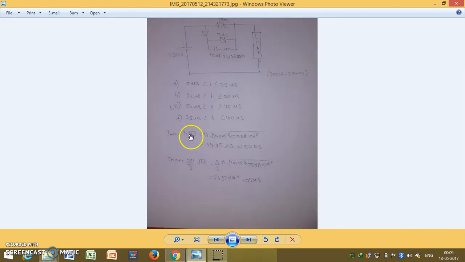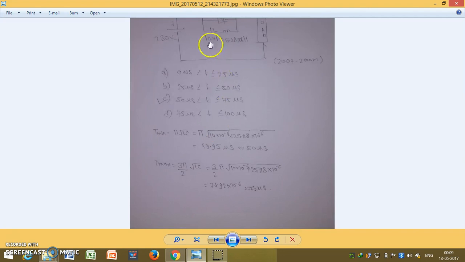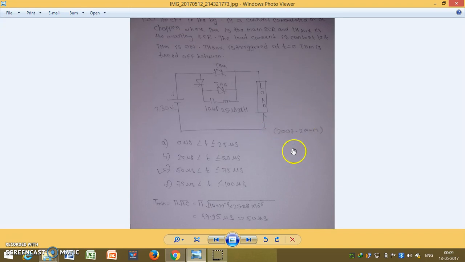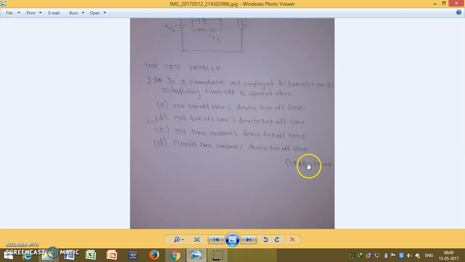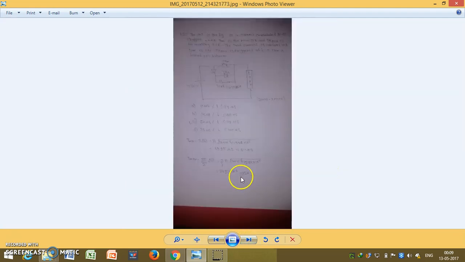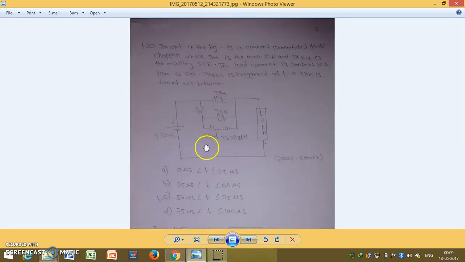So T minimum is pi under root LC, with L being 25.28 times 10 to the power minus 6 and C being 10 microfarad, which gives about 50 microseconds. T max is 3 pi by 2 under root LC, which gives 75 microseconds. This is a problem of GATE 2007, 2 marks, and this is a problem of GATE 1998, 1 mark. Okay, thank you.